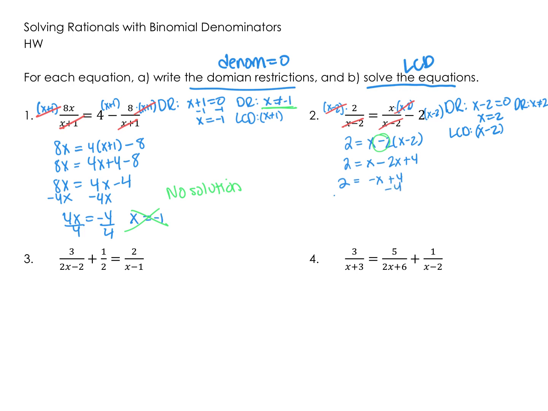Subtract 4 from both sides. And then lastly, divide by -1, because there's a little invisible 1 there. So we'll get x equals 2. However, we need to check our domain restrictions, and our domain restriction says that x cannot be equal to 2, so this is not a solution. Since there's no other solutions, then this one would have no solution.